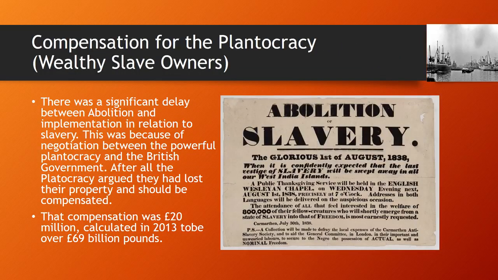The reason for the delay was because the powerful plantocracy, the rich plantation owners, were arguing that they had lost their property and therefore should reasonably be compensated. And in 1834, the level of compensation was agreed. It was £20 million, which, according to a calculation, in 2013 would have been over £69 billion for the loss of their property, slaves.